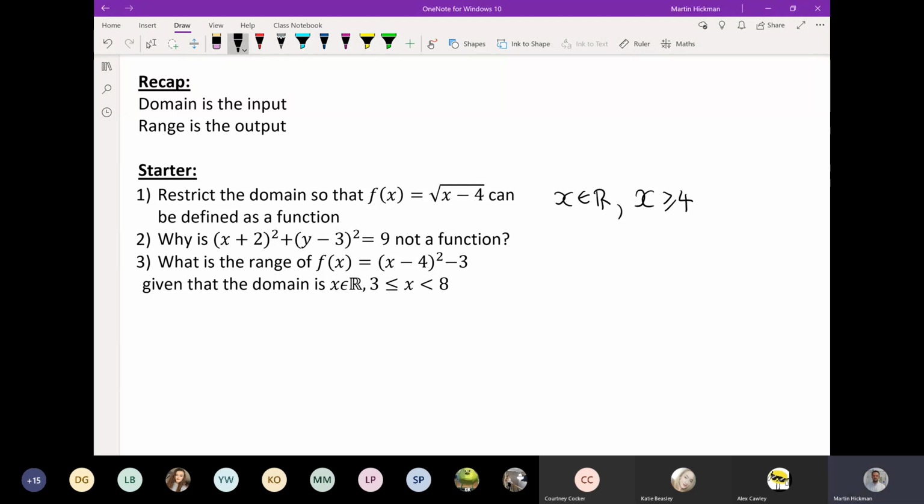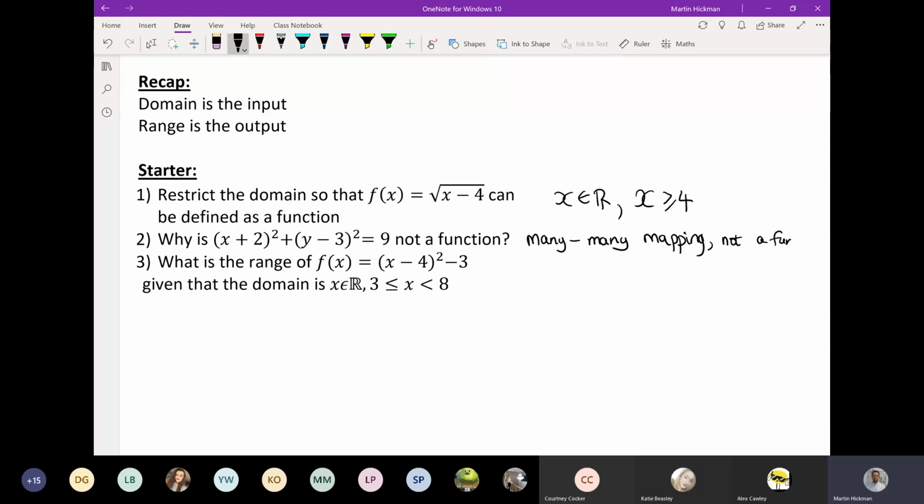The second one then, so y minus... x plus 2 all squared plus y minus 3 all squared equals 9, not a function. Now this is an equation of a circle, so just a little reminder on that. Your centre of that circle will be -2, 3, and this will have a radius of 3 as well, square root of 9. So because it's a circle, it's a many-to-many mapping, so not a function.